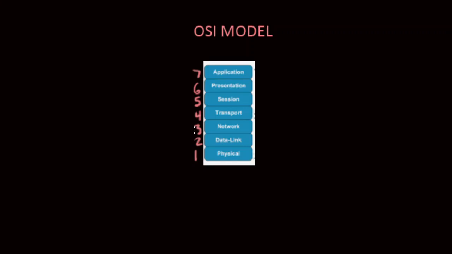Layer 1 is the physical layer. So in layer 1, data is transferred in physical hardware. So that would be Ethernet cables, NIC cards. NIC stands for Network Interface Card. And then you have hubs.